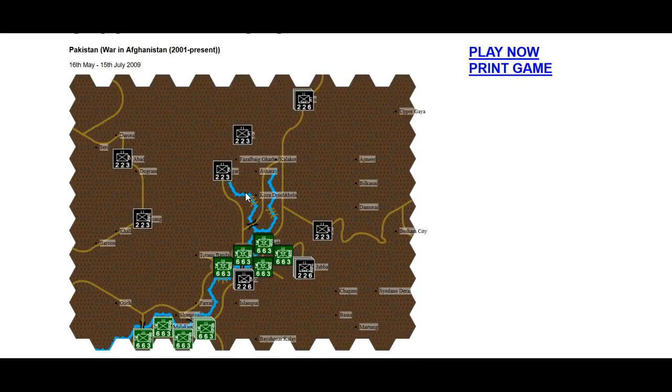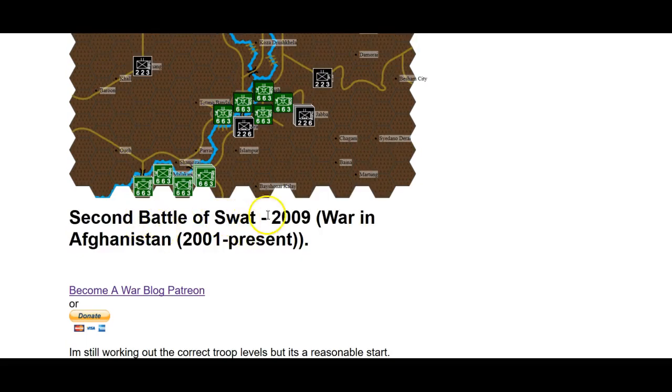But so we're looking at this. Now, a few things to note about this. What's happening here? Okay. It's basically the Second Battle of Swat, 2009, war in Afghanistan. They're obviously overstacked. They're paratroop. I mean, they're saying regiments, but they're not really regiments. They're parts of regiments. They're overstacked.